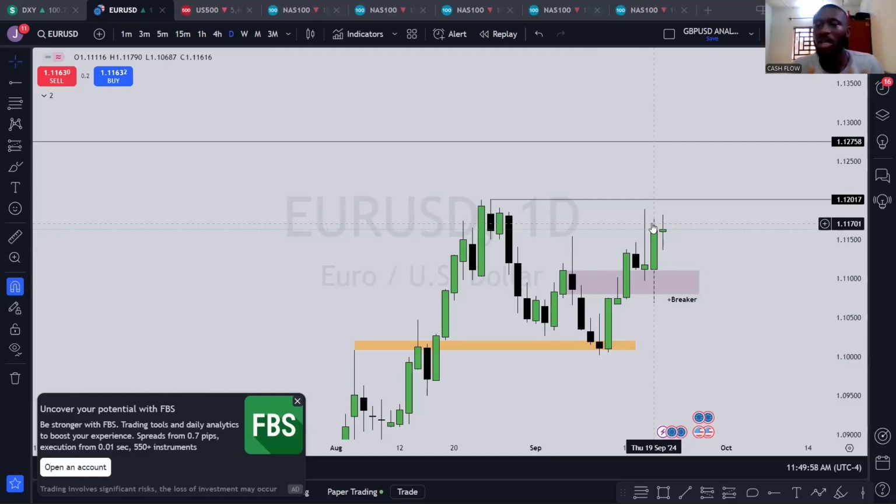These are draws on liquidity. Sometimes the market will take it and reverse, or run for it. So you can use it as target points, or you can use it as a point of reversal. So I just hope we get that.